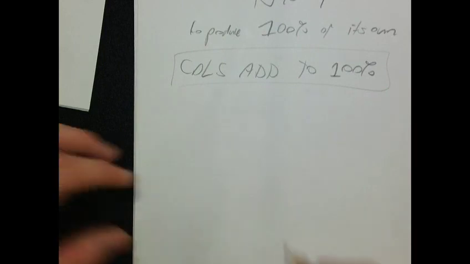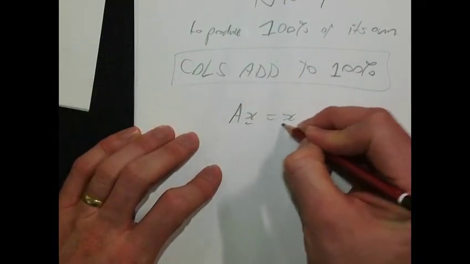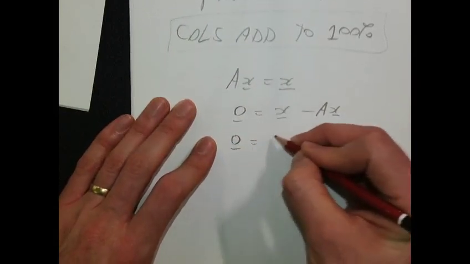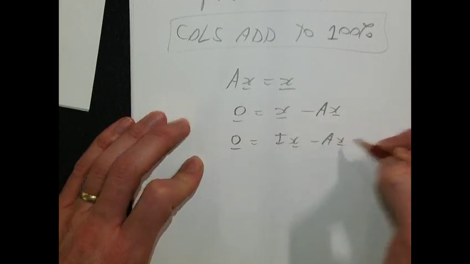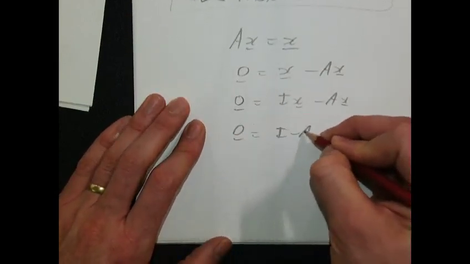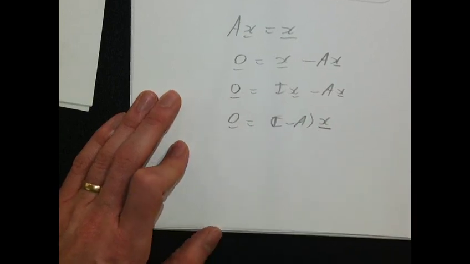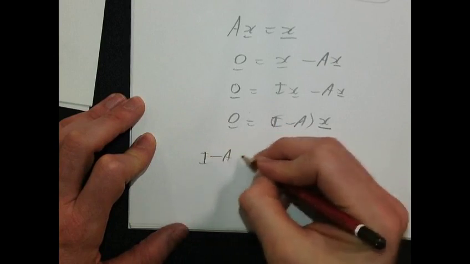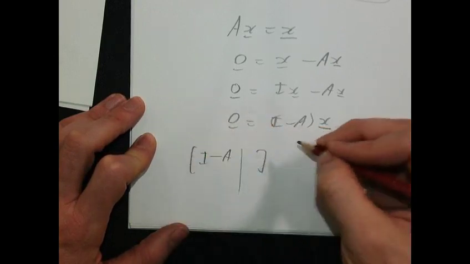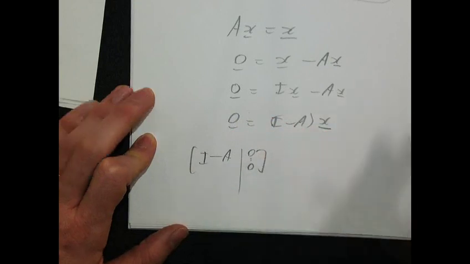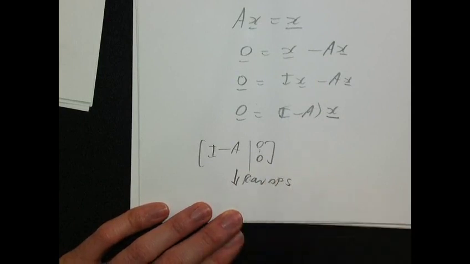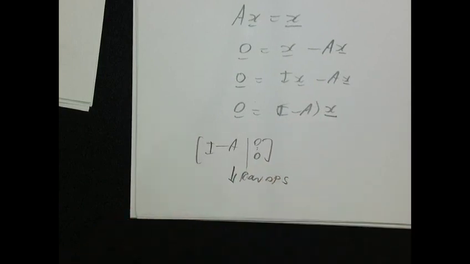But then by the same reasoning for the other thing, we've got that AX equals X. 0 equals X minus AX. But the fact that there is actually solutions says that I minus A isn't invertible, so we're actually going to just have to do it by the augmented matrix method. So we'll put 0 there, and we'll do row operations. But what's going to happen is you're going to get a free variable.